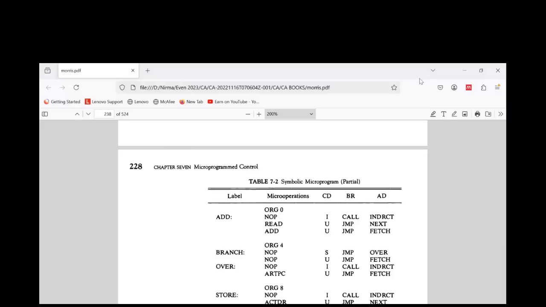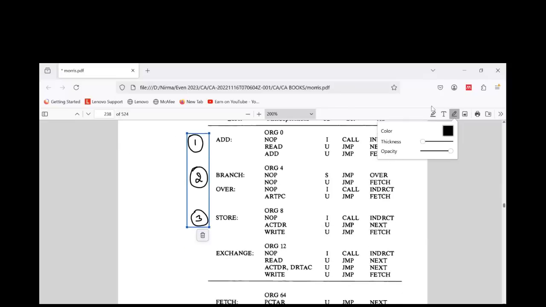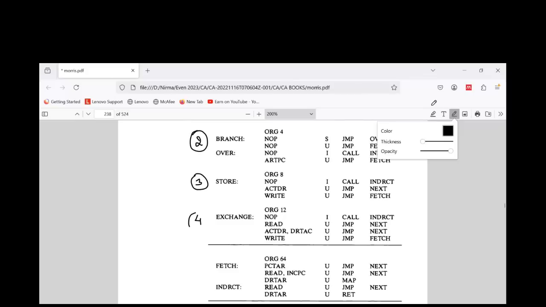Good morning, everyone. In the previous lecture session, we had learned how to write symbolic microprograms for these four instructions: add, branch, store, and exchange. These were the common instructions for which we learned how to write the microprograms.